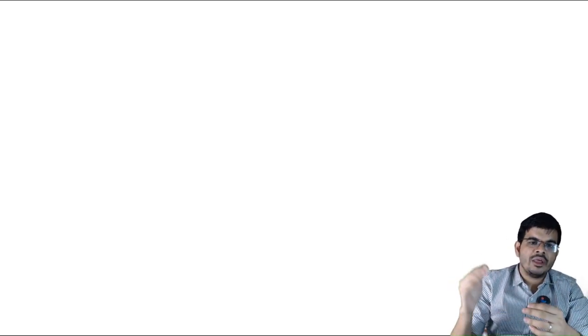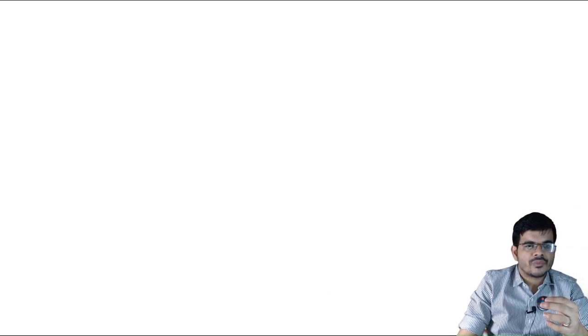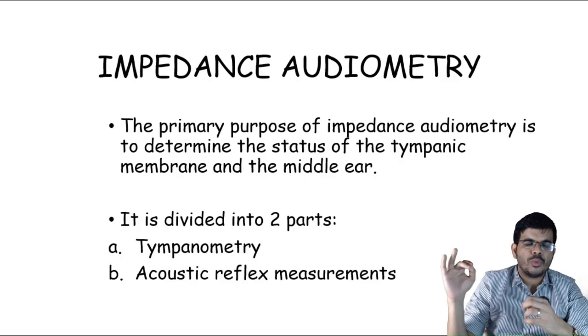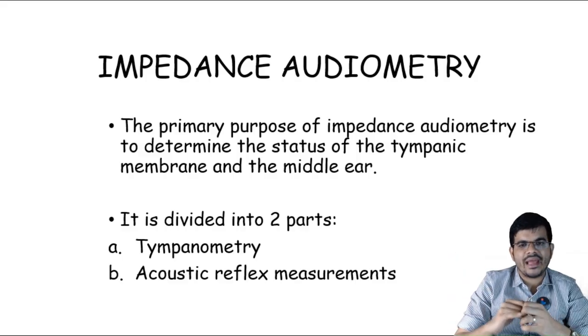I will be starting with impedance audiometry. In impedance audiometry, the primary purpose is to determine the status of the tympanic membrane and the middle ear. It is divided into two parts. The first part is tympanometry and the second part is the acoustic reflex measurements.